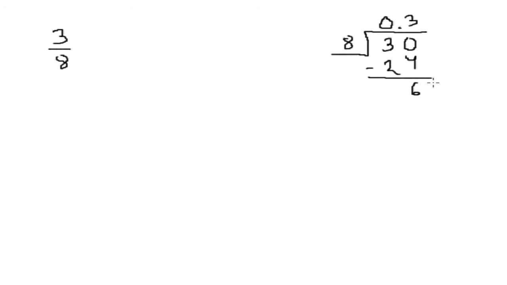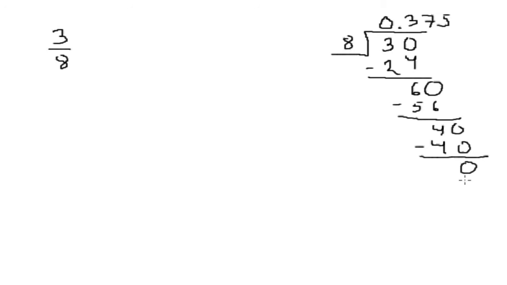Can 8 go into 6? No, so I need to put a decimal. 8 goes into 60 7 times. 7 times 8 is 56. Minus equals 4. Bring down a 0. 8 goes into 40 5 times. 5 times 8 is 40. Minus equals 0. So 3/8 is equivalent to 0.375. Of course, you could have just put that into your calculator and it would have given it to you.